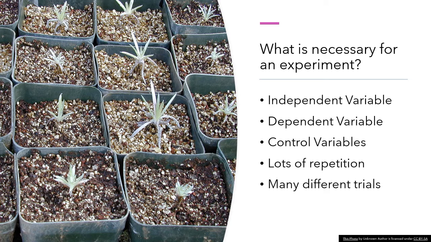We want lots of repetition. Okay, if you do an experiment once, somebody might not believe it, right? If you can repeat it in lots of different manipulations of that variable. So for instance, if this was fertilizer, lots of different amounts of the fertilizer, okay? And then we also want many different trials. So we don't just want to test one thing at one level, we want to test multiple things at that level. Those are all the ideals for an experiment. Sometimes you're able to do it, sometimes you're not.